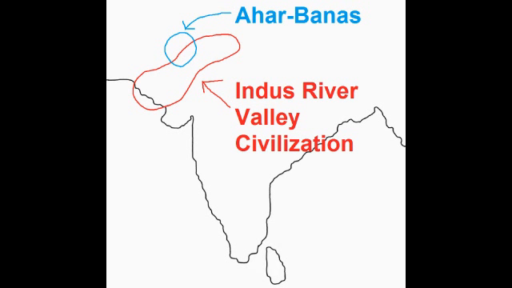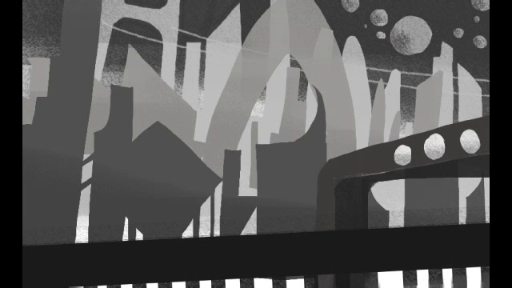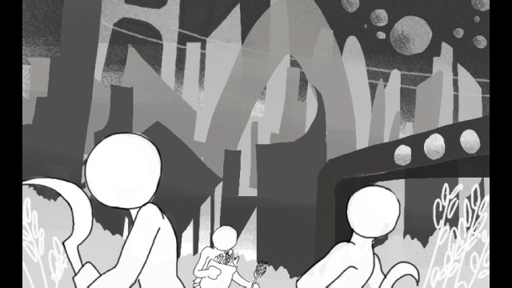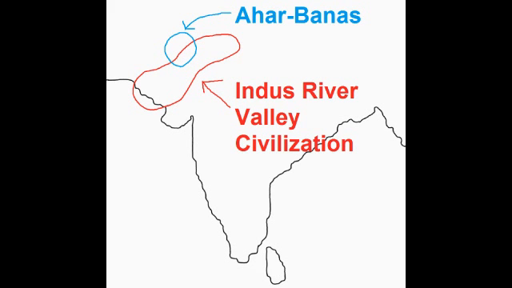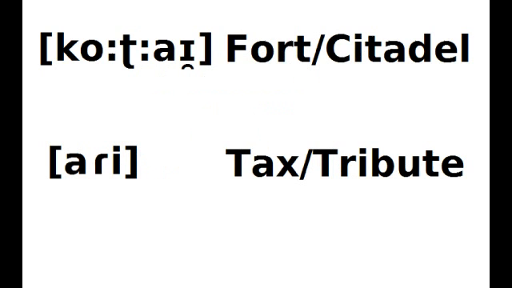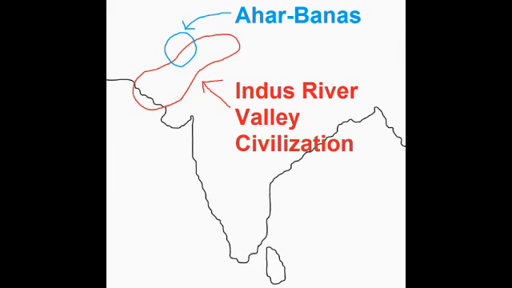And although reconstructed vocabulary does suggest a more complex society than just simple farmers, the Ahar-Banas culture did live under the shadow of the Indus civilization, and that means both languages are likely to end up with very similar vocabulary because of the sheer amount of influence one would have had on the other. However, as a lot of the vocabulary for the more complex parts of the Proto-Dravidian lexicon don't seem to be borrowed, it has led most people to assume that it's probably the Indus River Valley civilization that spoke the Proto-Dravidian language.